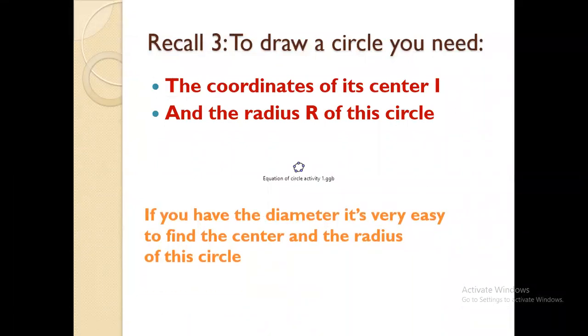We may ask you to get the equation of the circle given its diameter. If you have the diameter, it's very easy to find the center and the radius of the circle. So in general, if you want to deal with a circle in the coordinate plane, you must know the coordinates of its center and the value of its radius. Even if you are given the extremities of a certain diameter, you will get its center by getting the midpoint of it, and the radius, which is the length of the diameter over 2.